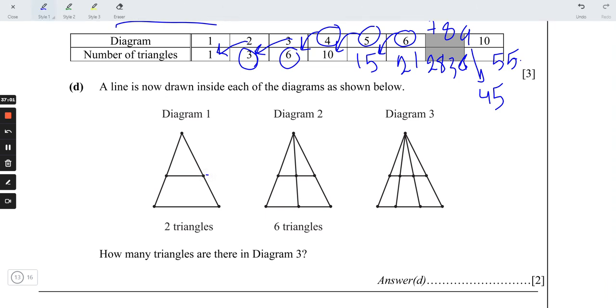That means originally you have one triangle. If you draw a line like this, that means you are doubling, one triangle here and one triangle here. So you have one blue and one green. So you have 2 triangles. Here you will have 6 triangles. 2 triangles, 6 triangles. In diagram 3, how many triangles are there?